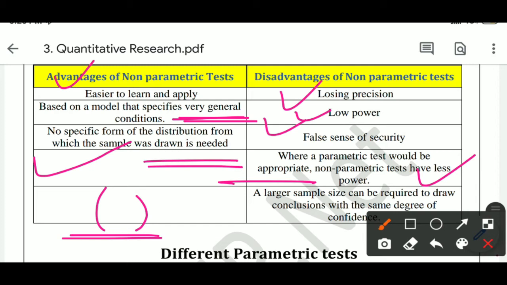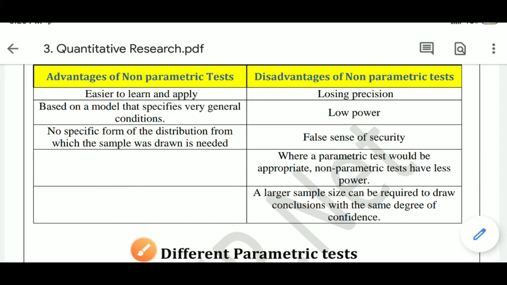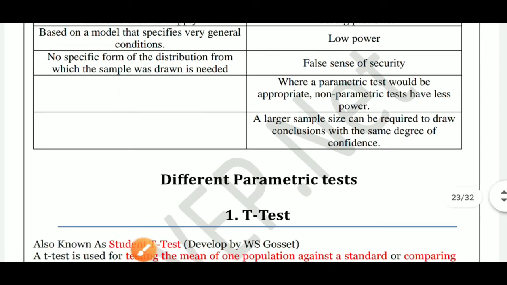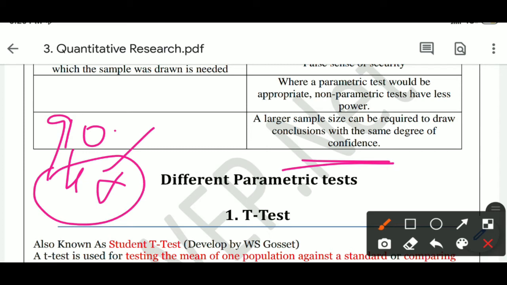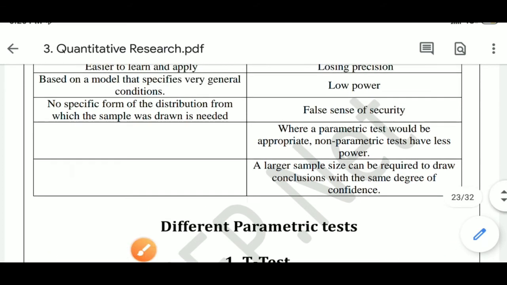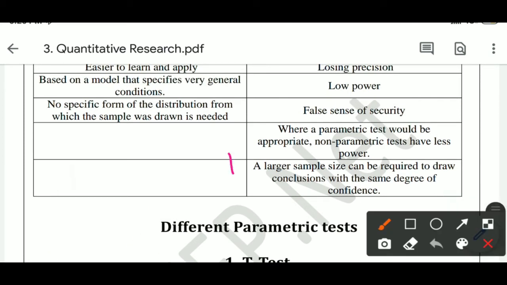A large sample size can be required to draw a conclusion with the same degree of confidence. If you want a good confidence level, like 90% or more than 95%, then you require more data. But in the non-parametric test, you can also apply it on small data. So a large population is required for making a good conclusion about the degree of confidence.